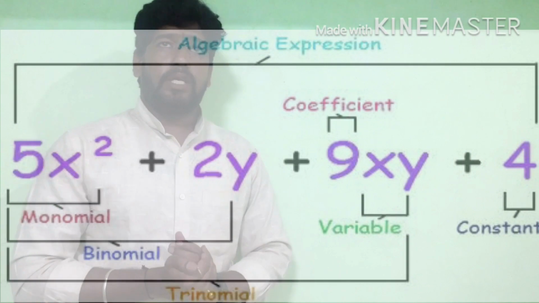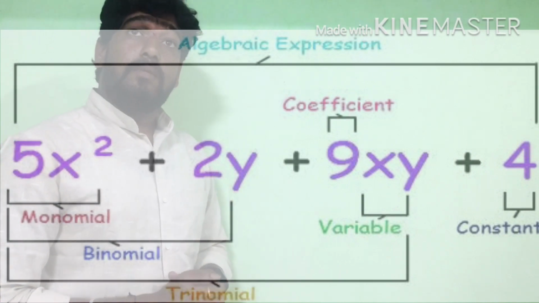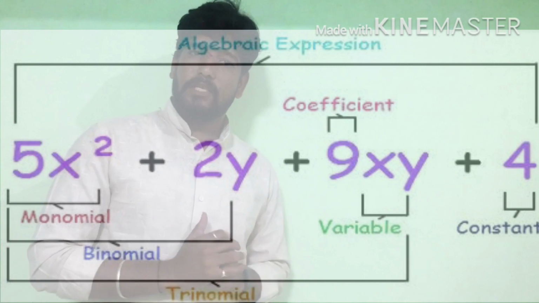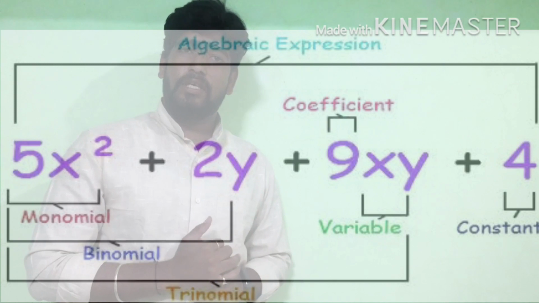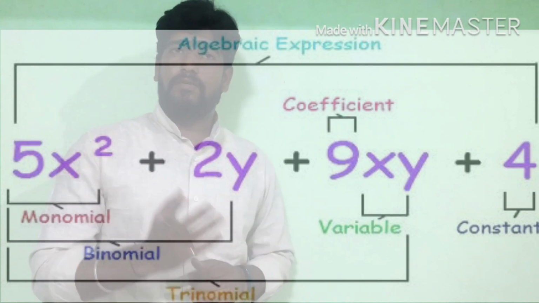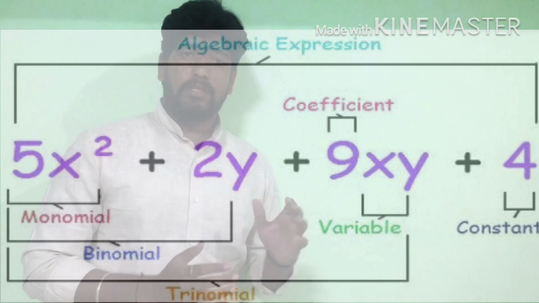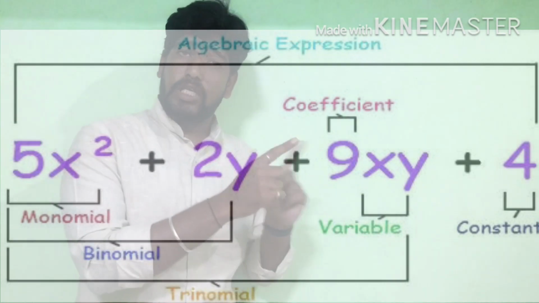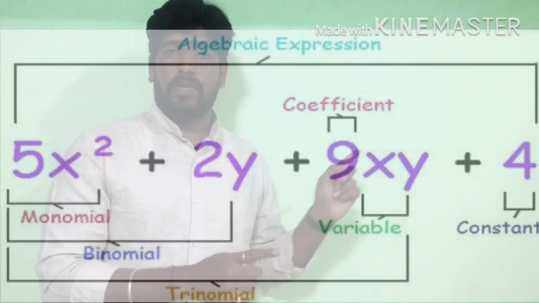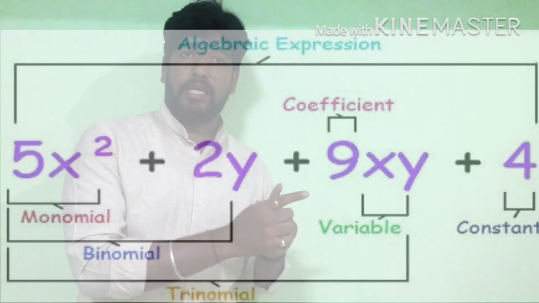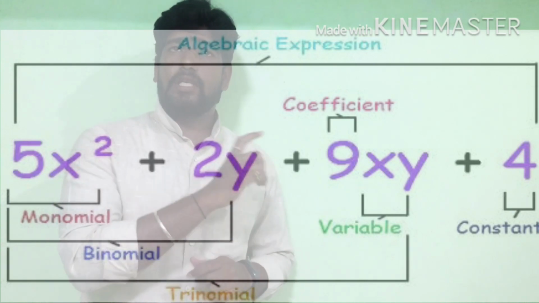Right? So today we discussed the polynomial, and once again we will glance over it. Take one example: 5x square plus 2y plus 9xy plus 4. It is an algebraic expression because it contains constant terms and variables. The fixed numerical value is called a constant. A variable is one whose value can be assigned. These two are there, connected by operations, so it is an algebraic expression.